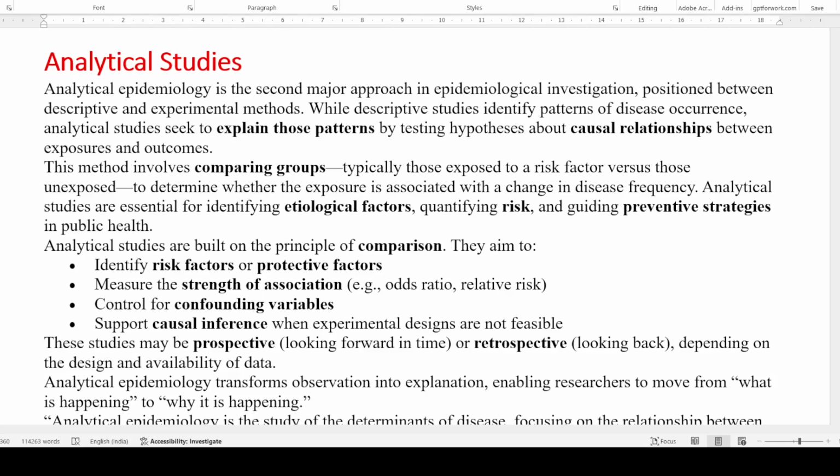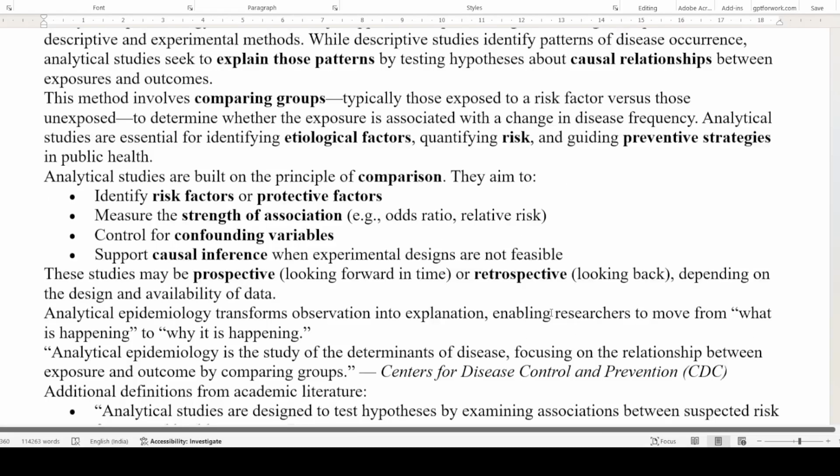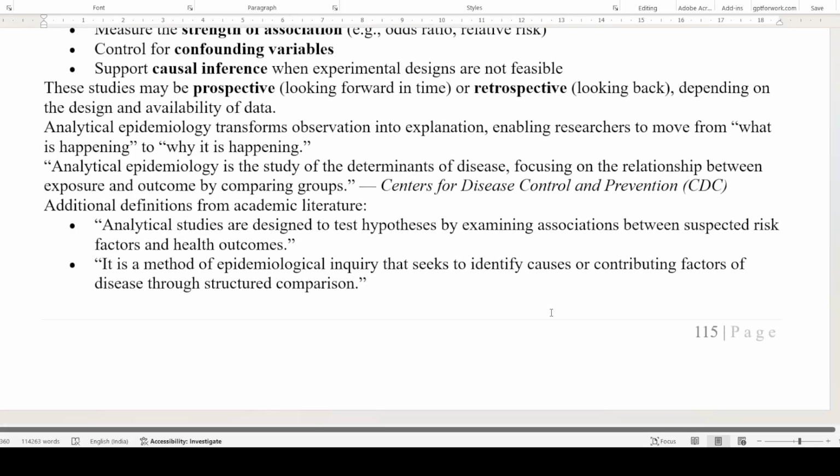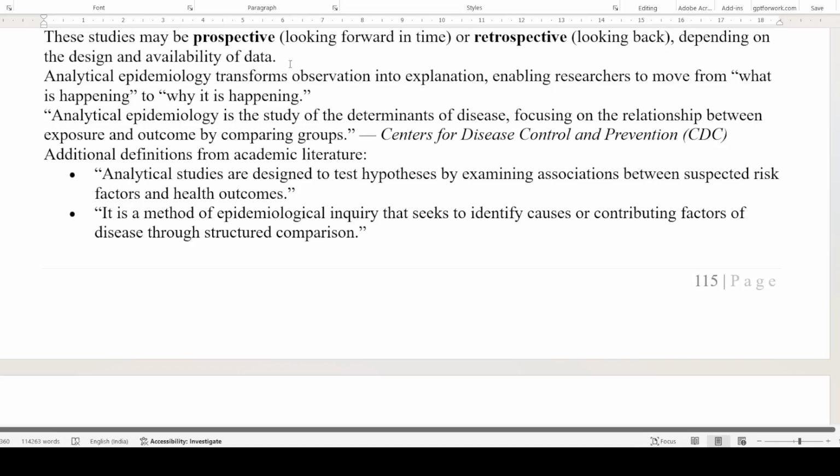So these studies are built on the principle of comparison. It aims to identify the risk factors, measure the strength of association, control the variables, and support causal inference when experimental designs are not feasible. These studies may be prospective or retrospective. Retrospective means we look back over time, and prospective means we do not look back. So it can be done both ways. Analytical epidemiology transforms observation into explanation, enabling researchers to move from what is happening to why it is happening.